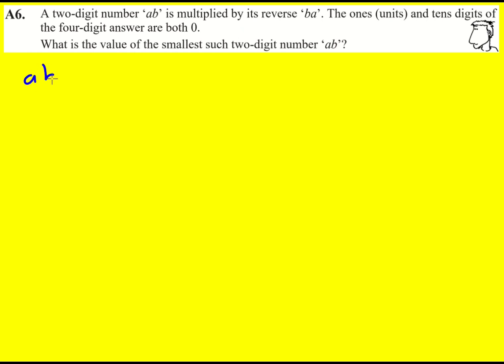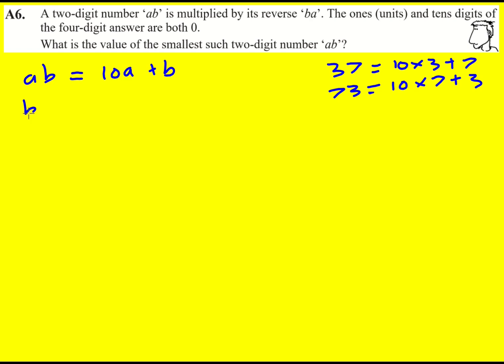So I went into algebra to do this and wrote AB as 10A plus B. For example, you could write 37 as 10 times 3 plus 7. Then if we reverse it, for 73, we'd get 10 times 7 plus 3, which means that BA is going to be 10B plus A. I'm going to multiply these two together.